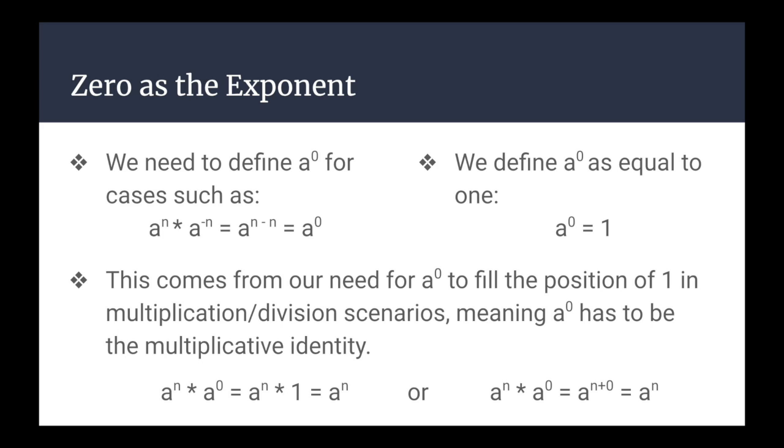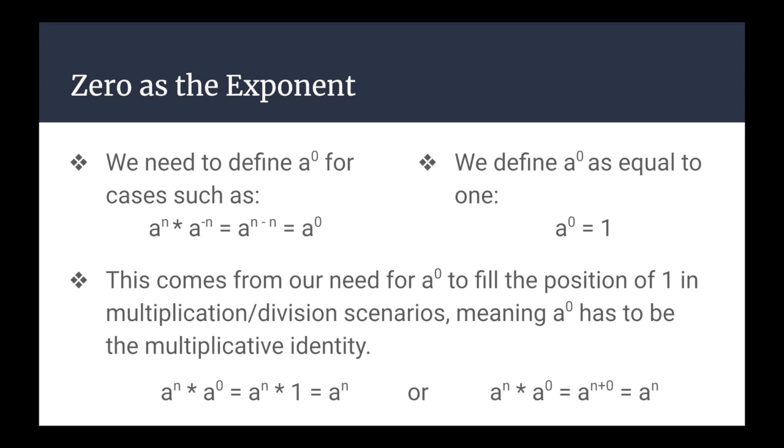So this comes from our need for a to the 0th power to fill in the position of 1 in multiplication/division scenarios, meaning a to the 0th power has to be the multiplicative identity. So we have a to the nth power times a to the 0th power, which would equal a to the nth power times 1, which is equal to a to the nth power. So we see that a to the 0th power is acting as the multiplicative identity.